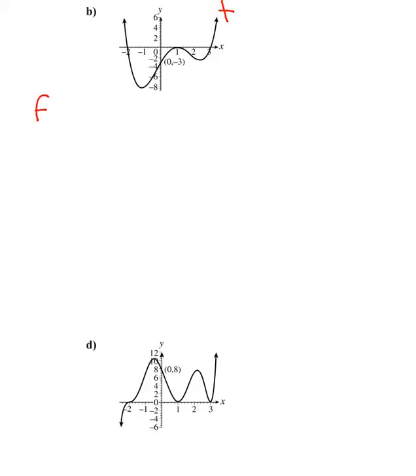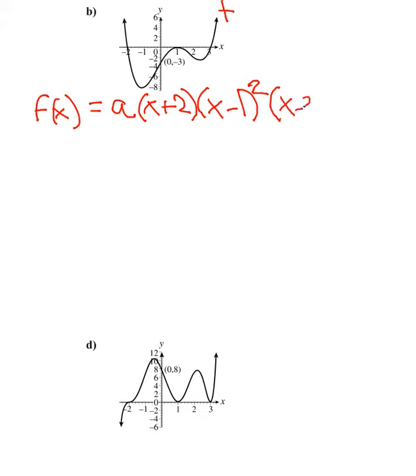Then we're going to write f of x equals a times (x plus 2), which we get from the graph, and we do the reverse because we take it out, times (x minus 1) squared because the graph bounces off, and then (x minus 3). Then we're going to take our y-intercept and put it in.